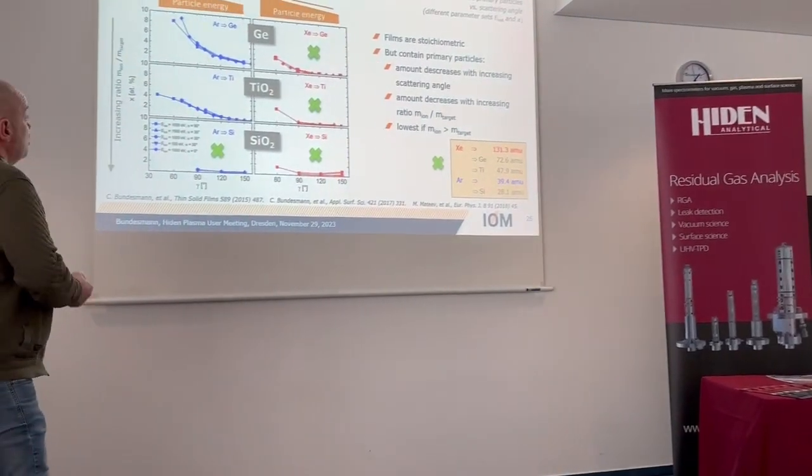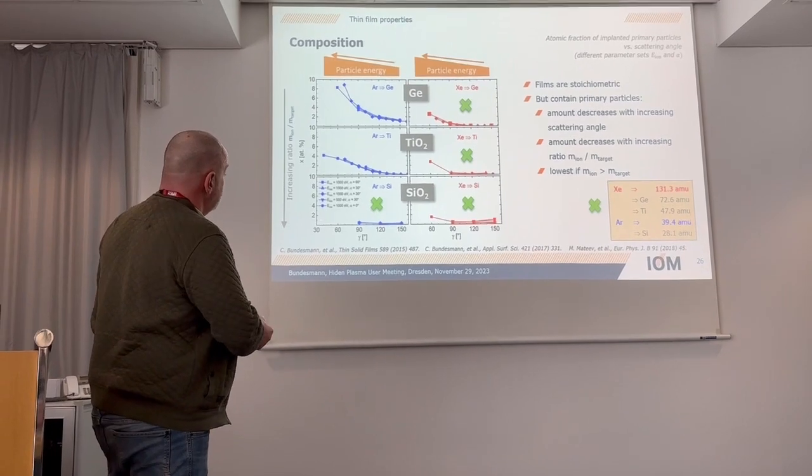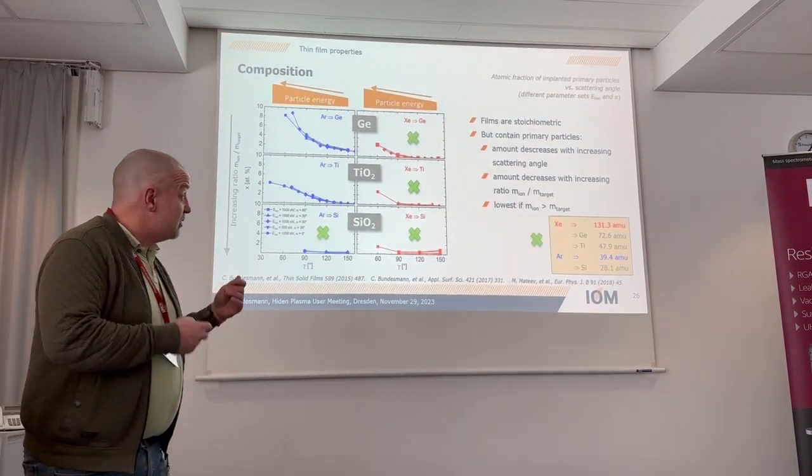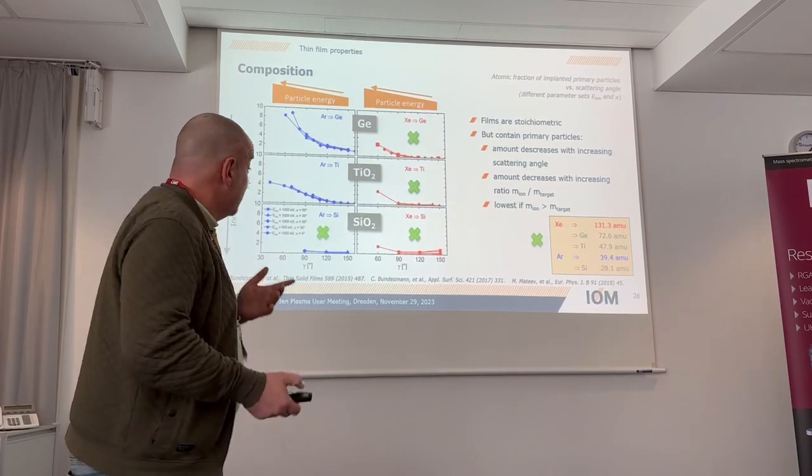So the first is the composition. So we have here plotted always over the scattering angle, because we have seen from the particle properties that the scattering angle is most important.